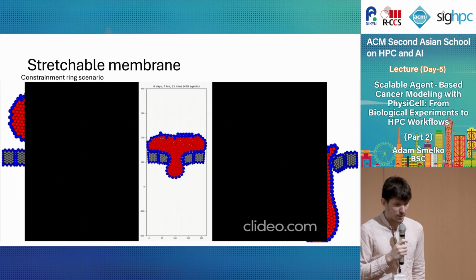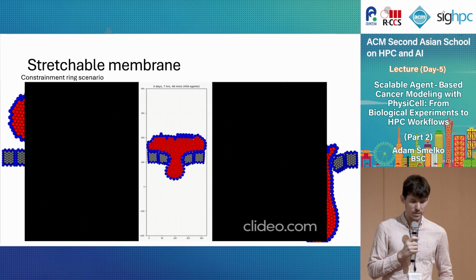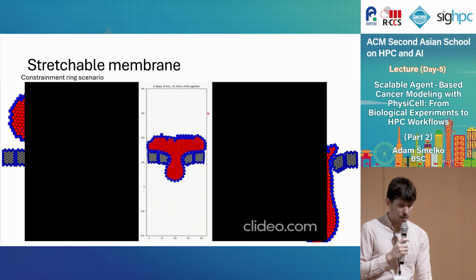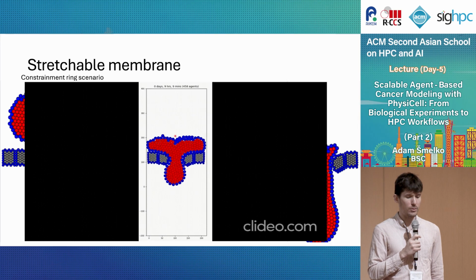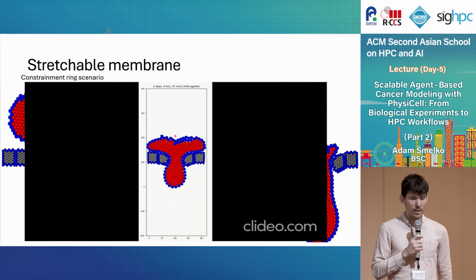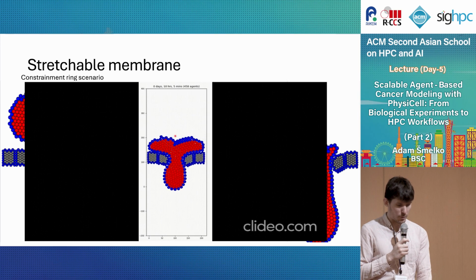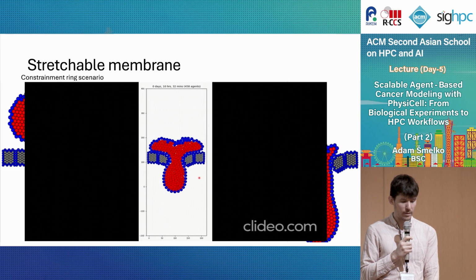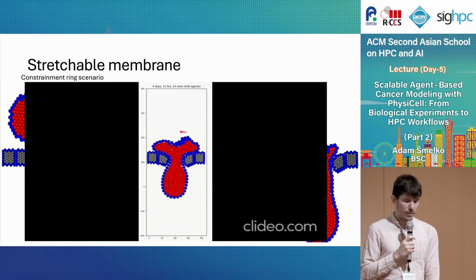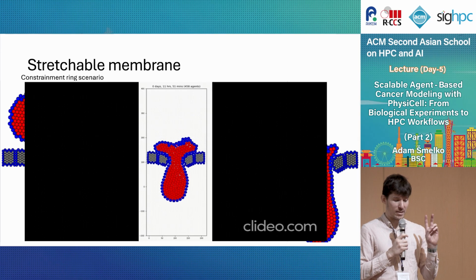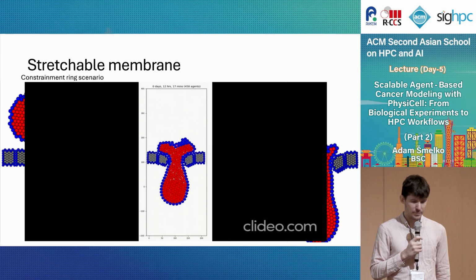And there are many things happening here actually. Here you can see a big cell that is trying to squish through this constrainment ring. There are many things happening here. You can see that we are also modeling the membrane of the cell, which is in blue, and the cytoplasm, let's say, is in red.